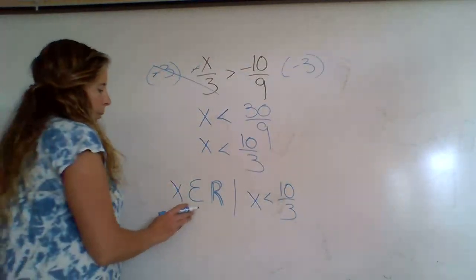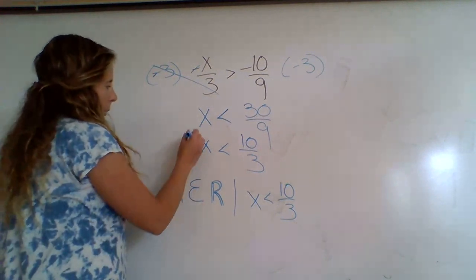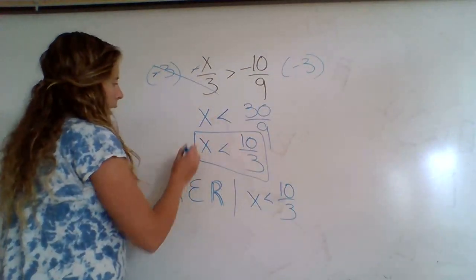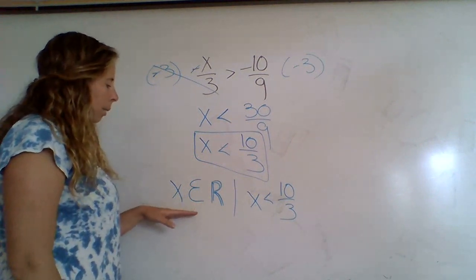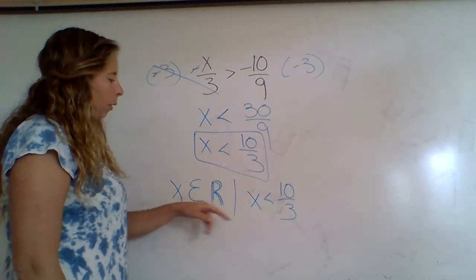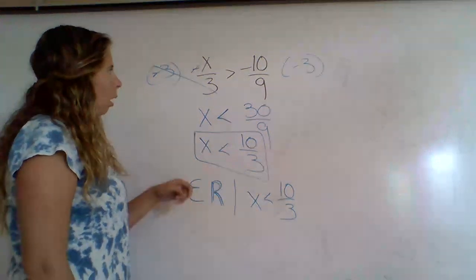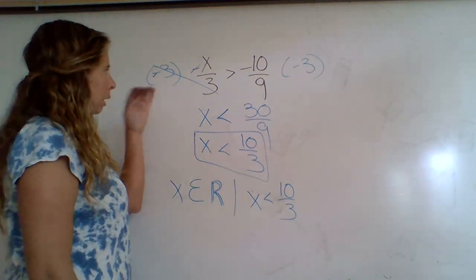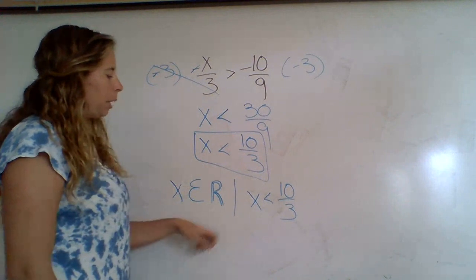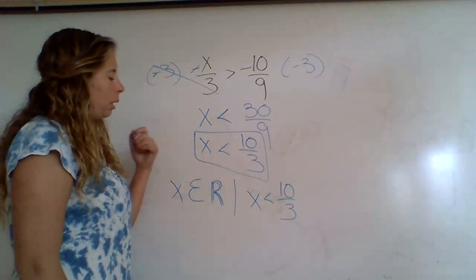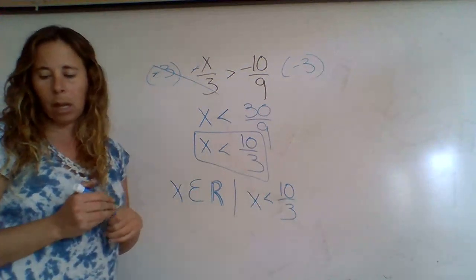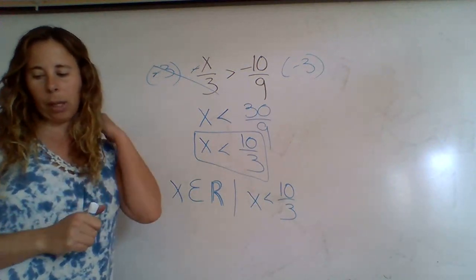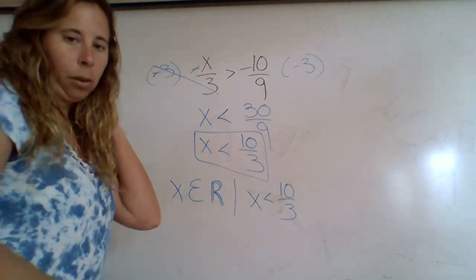So don't stress as much about this. This is the main thing I want you to take away, is solving for x. All right. But this is important because it means all real numbers that are less than 10/3 are solutions to this inequality. Every single number that's less than 10/3 is a solution to this inequality. All right. So that's kind of what you're doing on 20 through 25. Good luck.